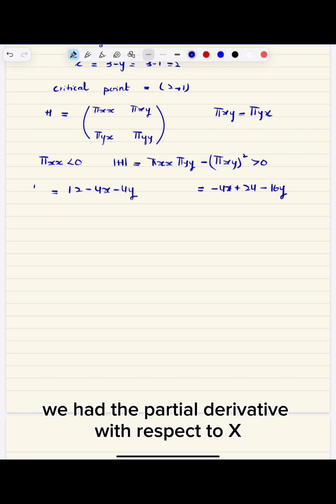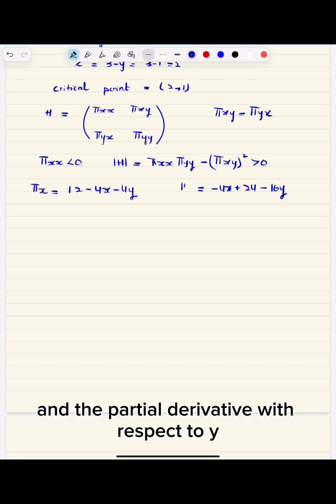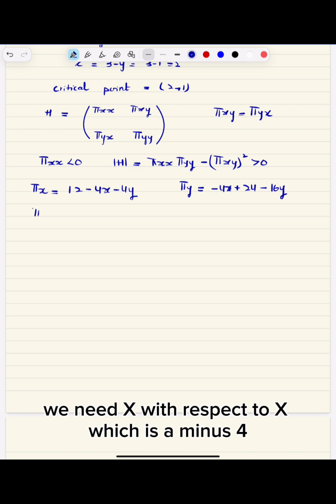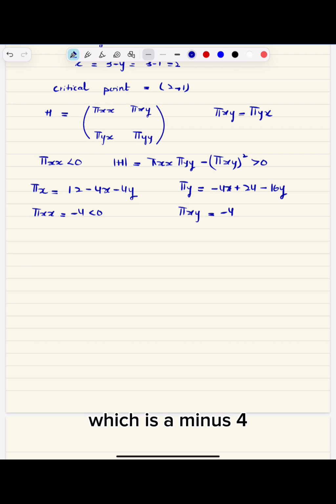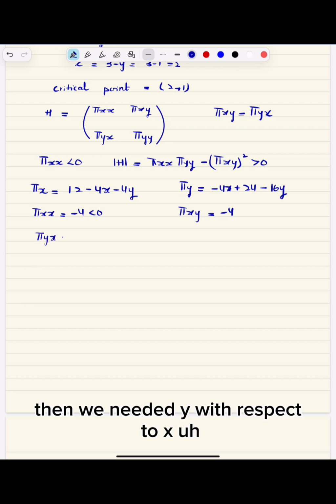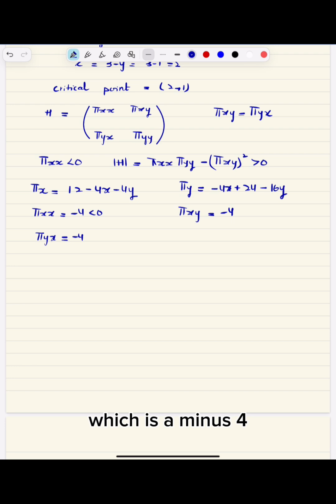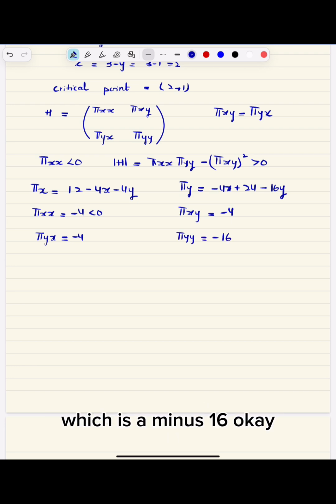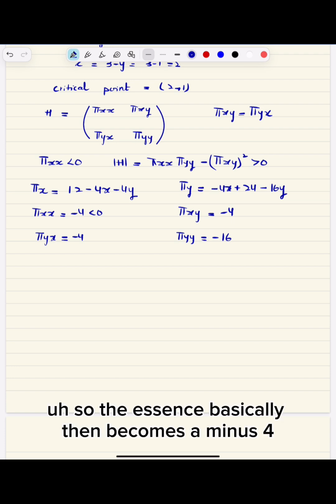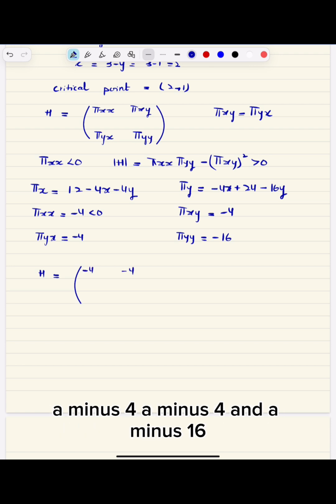We had the partial derivative with respect to x and the partial derivative with respect to y. We need f_xx, which is -4, negative. Then f_xy, which is -4. Then f_yx, which is -4. And then f_yy, which is -16. Okay, so the Hessian basically becomes -4, -4, -4, and -16.